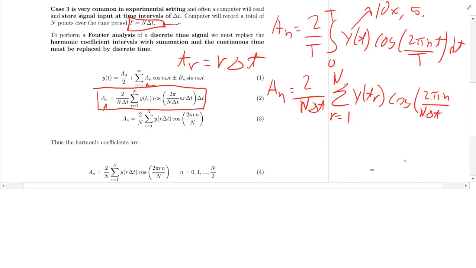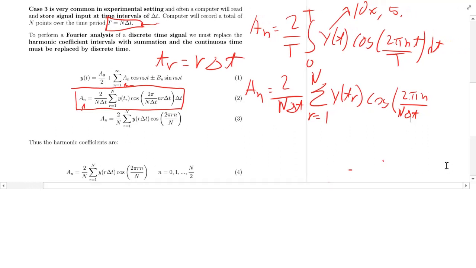Substituting that in. I'm going to run out of space as usual, but luckily I think I have just a little bit more room. Oh, nice. This is one of the few benefits of online teaching. The whiteboard, I would have been in big trouble. I'm going to replace t with this here. So r times delta t, and dt is just going to be delta t.